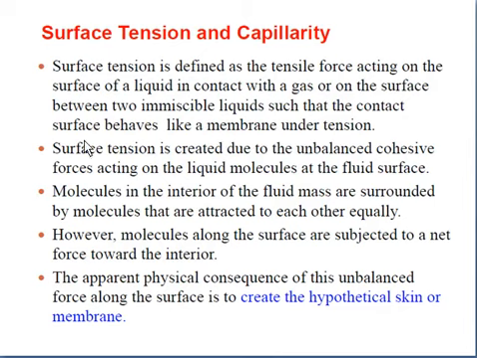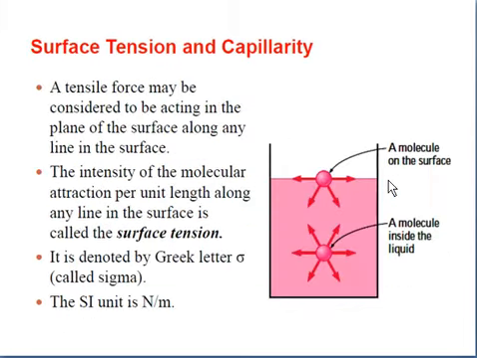The surface tension is created due to the unbalanced cohesive force. Unbalanced cohesive force is a very important term, and I will discuss it with an example or figure. Surface tension is created due to unbalanced cohesive force acting on the liquid molecules at the fluid surface. Let us see the diagram.